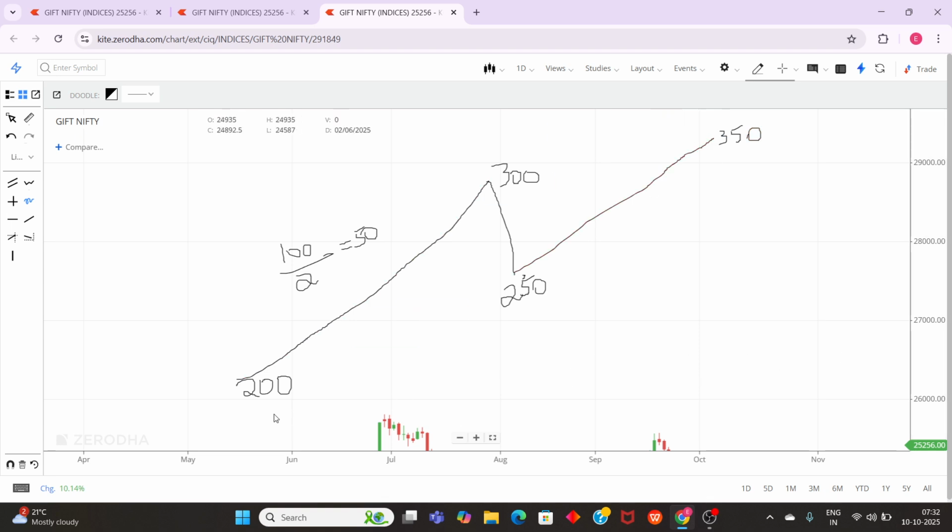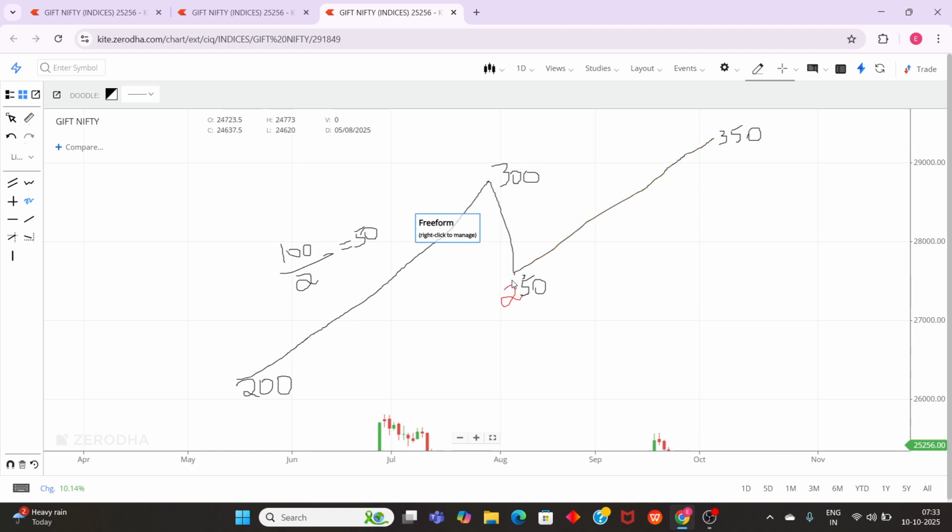I'll explain once again. The stock started from 200, which is the low, and 300 is the high. The total rally is 100 points, divided by 2 is 50 points. Then, 300 is the high made, wait for the pullback to the 250 level, 300 minus 50. 250 is the buying price and you will be aiming for 100 points minimum, that's the recent rally. 250 plus 100 is 350. That's the target.